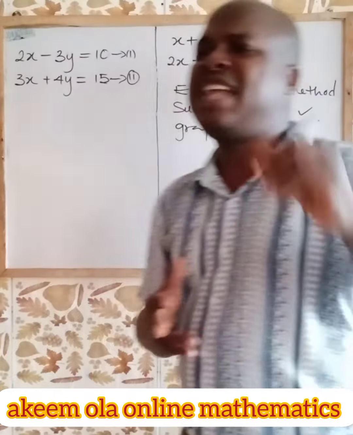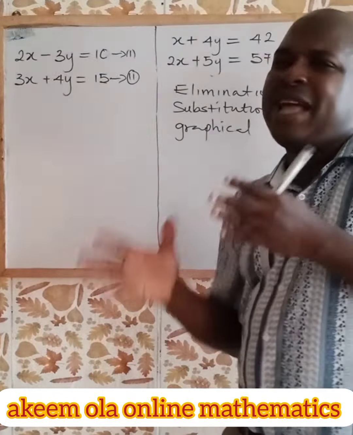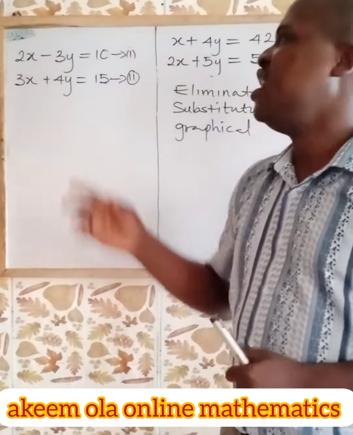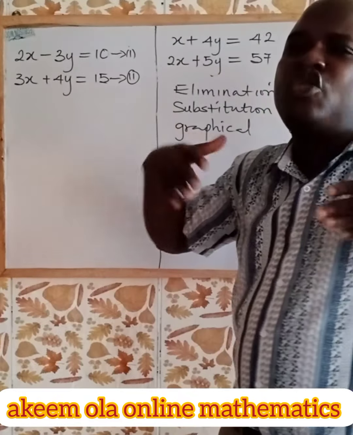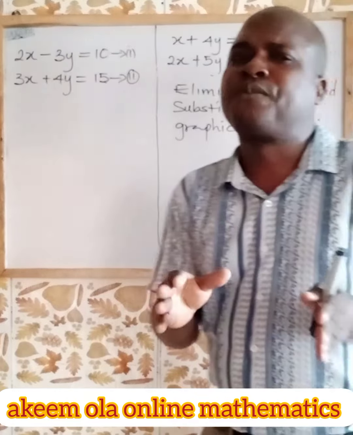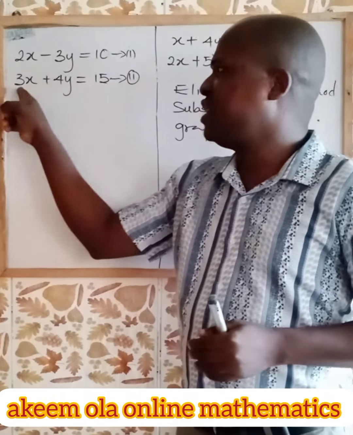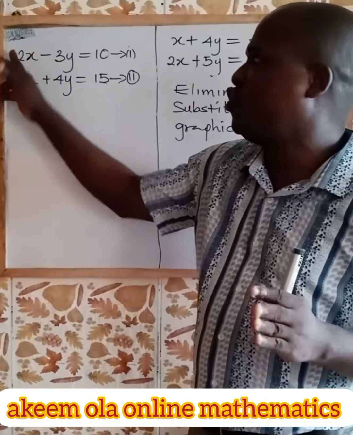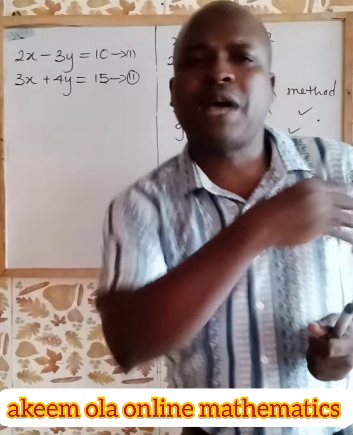For us to use elimination method, we have to ensure that we balance the coefficients of any of the letters that we want to eliminate in both equation 1 and equation 2. Like let's assume now I want to eliminate x. If I'm to eliminate x now, I will ensure that the coefficient of x in equation 1 and the coefficient of x in equation 2 are the same. Like here now, this one is 2 and this one is 3.